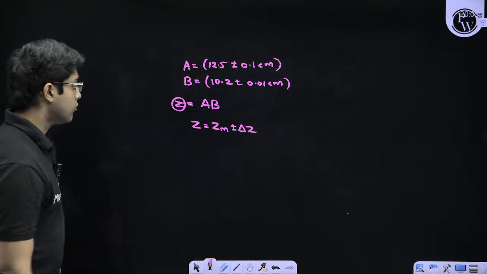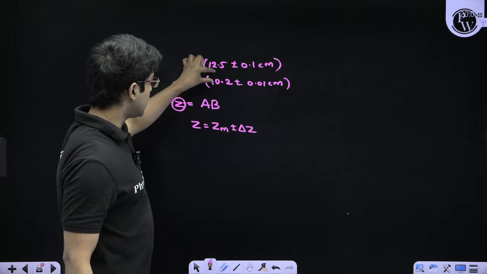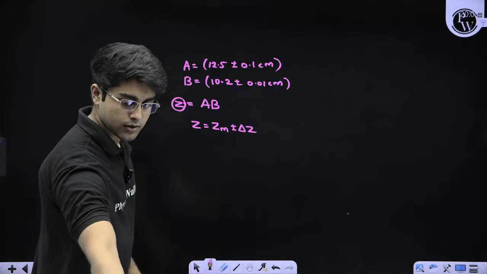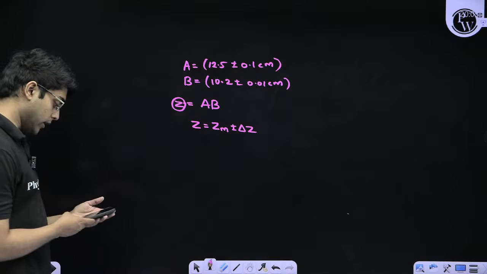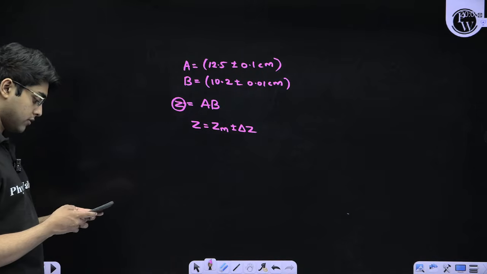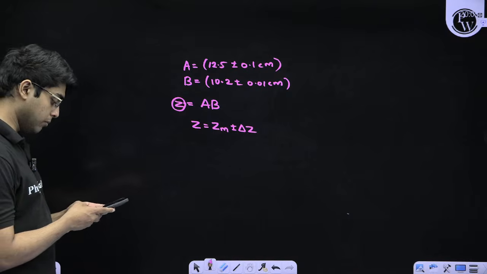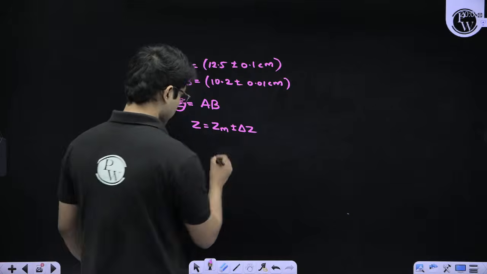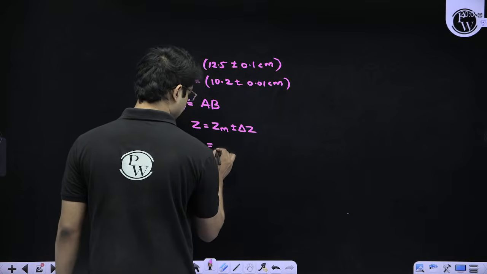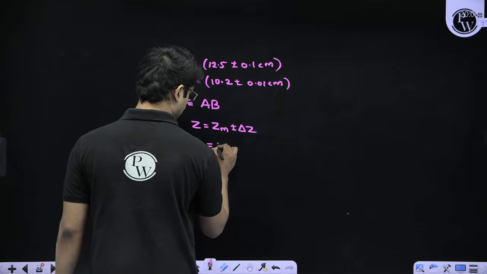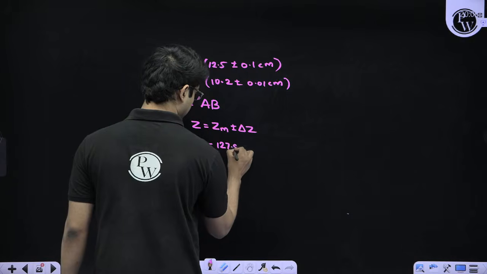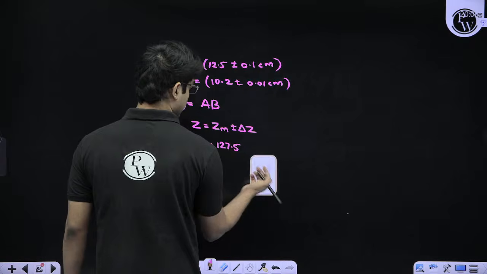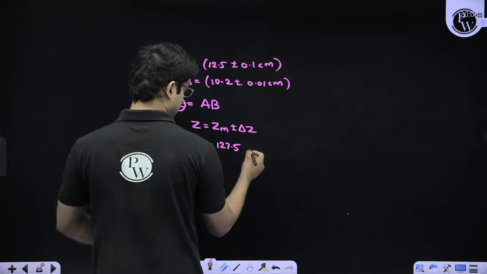Okay, so true value is easy. You simply multiply the main values, the true values of A and B. So if you multiply 12.5 with 10.2, it's 127.5. Okay, so this main value or true value of Z is 127.5 and centimeter. So this will be centimeter square.